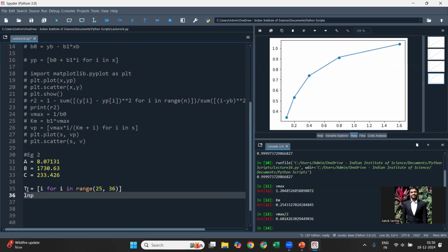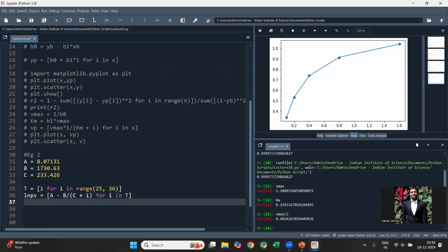Let's now calculate ln P vapor. So that is A minus B upon C plus T. So we have A, we have B, C plus i for i in T. Very simple. If you would have gone with the conventional method of using a for loop, this would have been multiple lines. But now you see just 2 lines of code, right? Okay. So now we have the logarithm of vapor pressure versus temperature. So the first part is over.